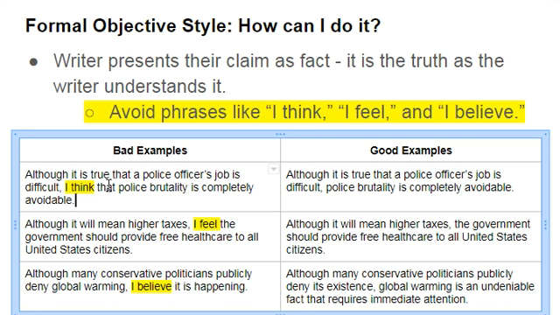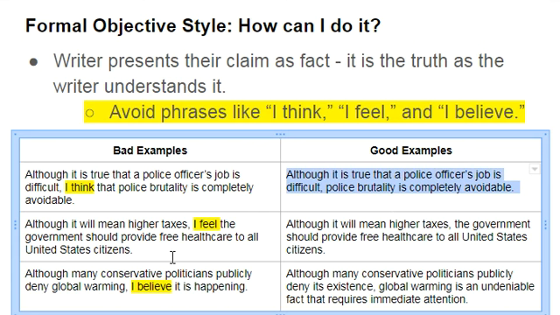So look at the difference between that and when they just state their opinion as fact. "Although it is true that police officers' job is difficult, police brutality is completely avoidable." Okay, who are you going to believe more? Somebody who says, "I think that police brutality is completely avoidable," or are you more so going to believe the person that says "police brutality is completely avoidable"? I, for one, am going to agree with this person quicker. Okay, I'm going to trust them. I'm at least going to hear them out.